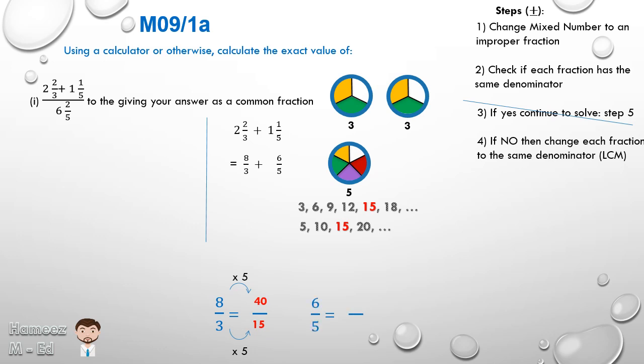And similarly for 6 over 5, 5 when multiplied by 3 will give us 15. So if we multiply by 3 below, we will multiply by 3 on top. 6 times 3 is equal to 18. Therefore, 8/3 plus 6/5 is equal to 40 over 15 plus 18 over 15. And now we can solve because they have the same denominators. 40 plus 18 is equal to 58 over 15.